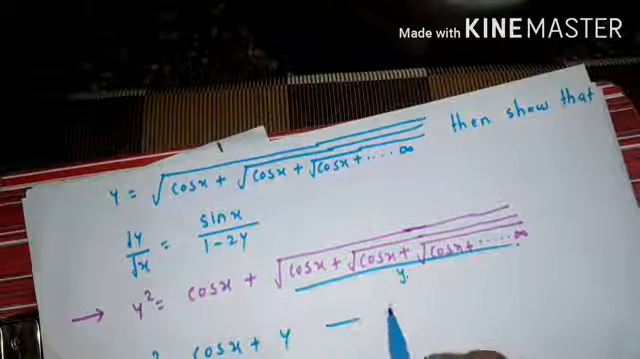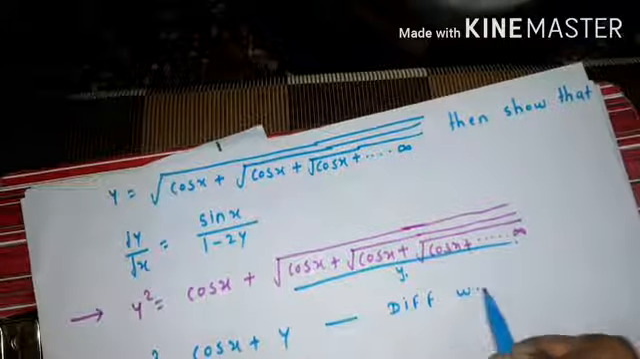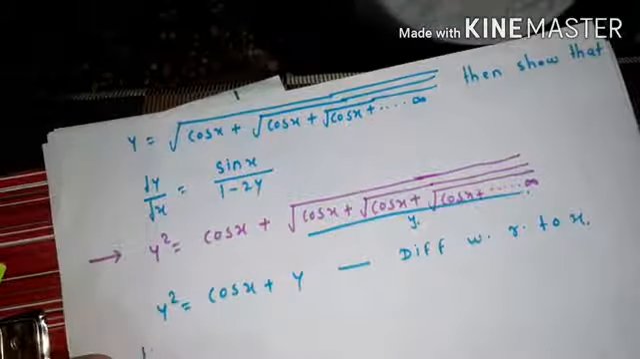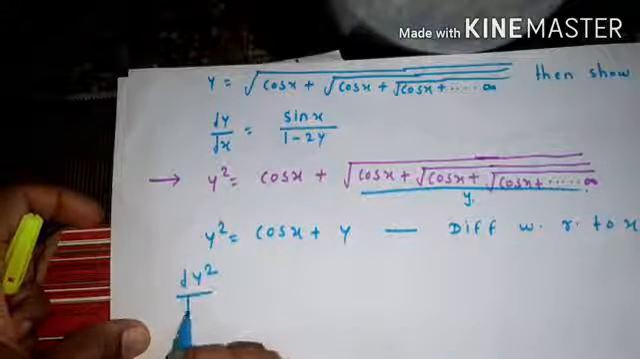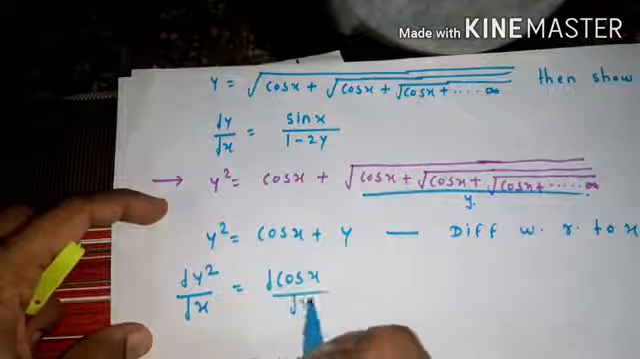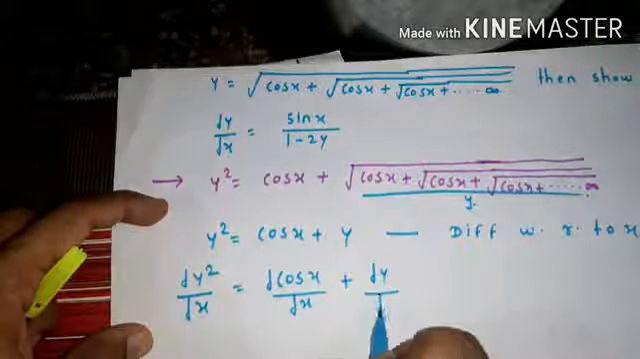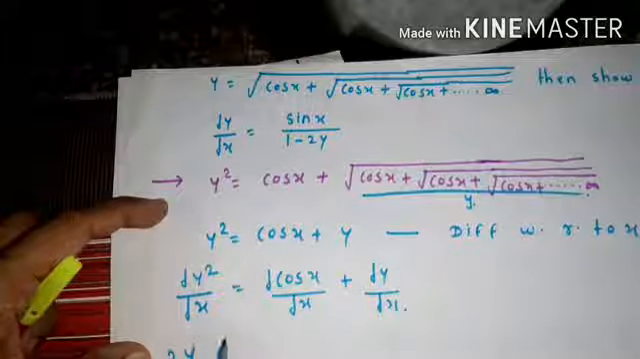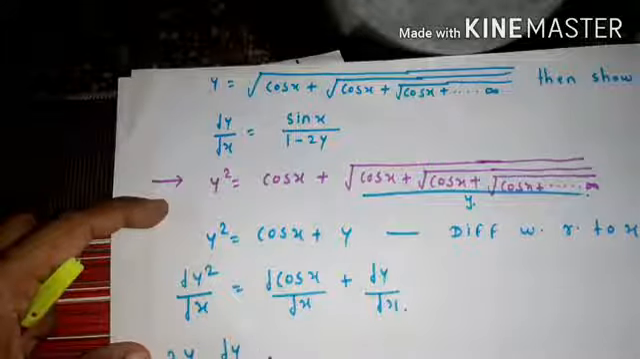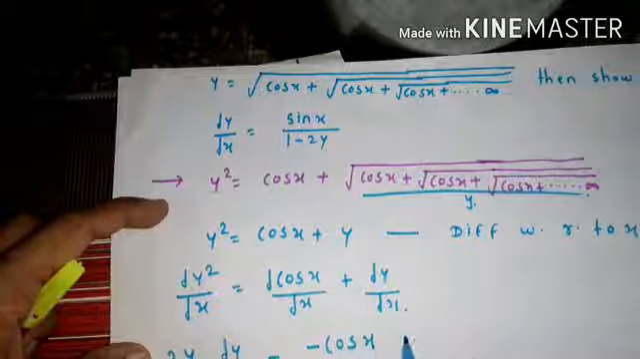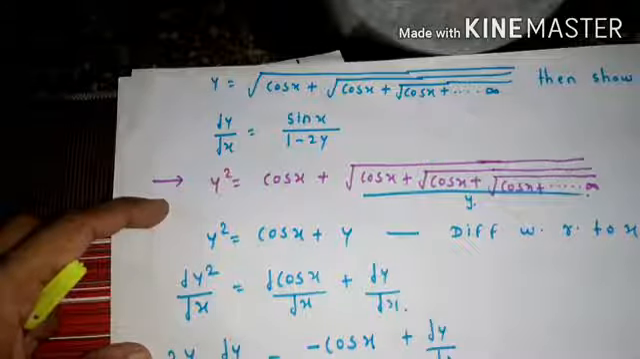Now differentiate this with respect to x. We have the differentiation of y square with respect to x equal to the differentiation of cos x plus the differentiation of y with respect to x. The differentiation of y square is 2y times dy by dx. The differentiation of cos x is minus sin x, and plus dy by dx is as it is.